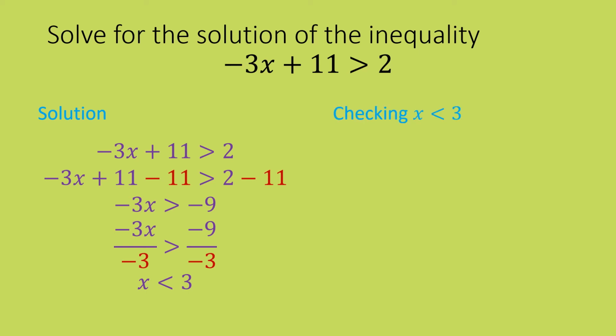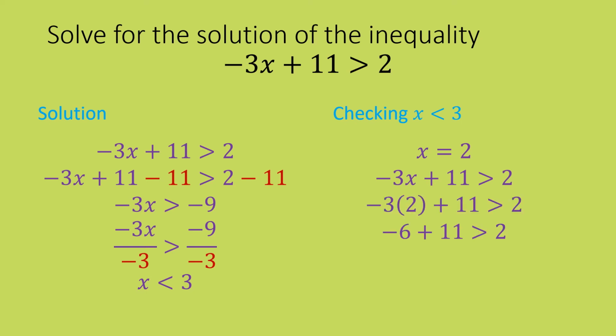Now, let's do some checking. So x is less than 3. The first integer that is less than 3 is 2. So we will use 2, and the original inequality is negative 3x plus 11 is greater than 2. So we have negative 3 times 2 plus 11 is greater than 2. So we have negative 6 plus 11 is greater than 2. So the answer is 5 is greater than 2, and that satisfies our inequality. Therefore the answer x is less than 3 is correct.